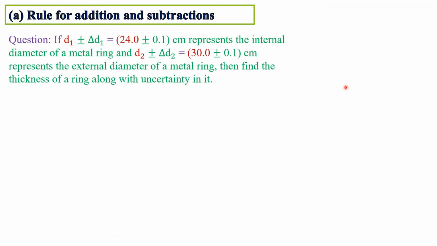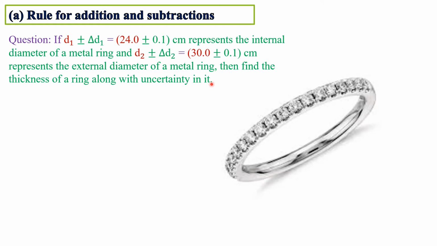Let's solve another example. If d1 plus minus delta d1 is equal to 24.0 plus minus 0.1 centimeter, represents the internal diameter of a metal ring, and d2 plus minus delta d2 is equal to 30.0 plus minus 0.1 centimeter, represents the external diameter of a metal ring, then find the thickness of the ring along with uncertainty in it. By the way, this is a picture of a diamond ring.